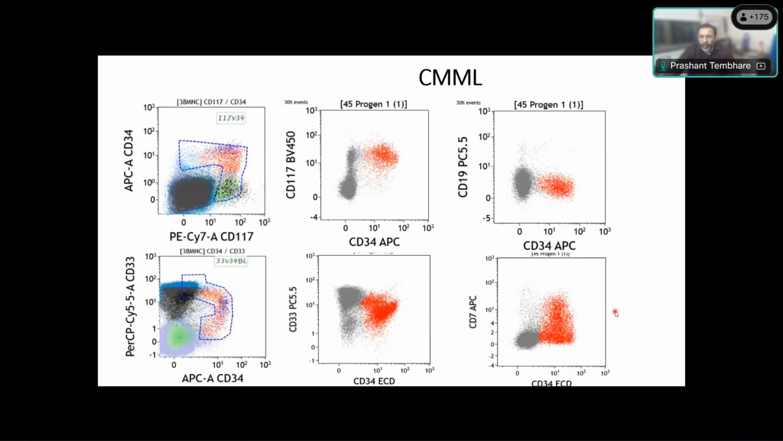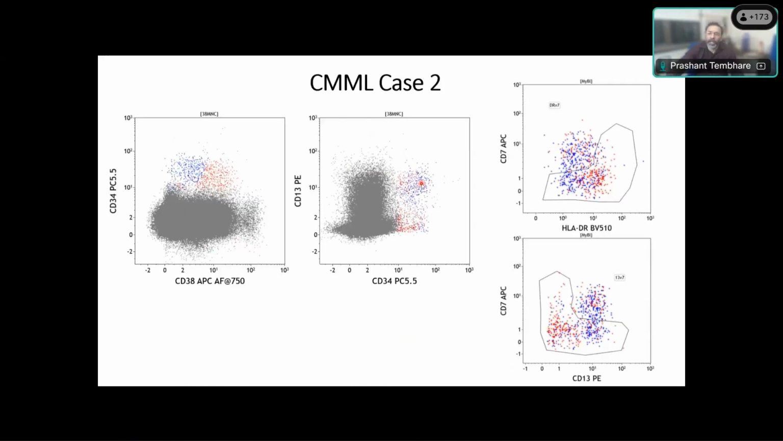Then there is also aberrant expression of CD7, which is a T cell marker. So these are all called asynchronous aberrant expression. Basically, this is a case of chronic myelomonocytic leukemia, which is showing an aberrant blast population. There is another case of chronic myelomonocytic leukemia where you can see there is aberrant expression of 7 with loss of HLA-DR, or aberrant expression of 7 in the stem cell region of myeloid blasts.